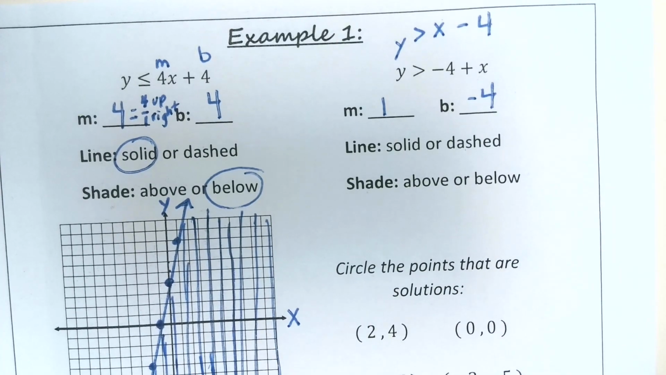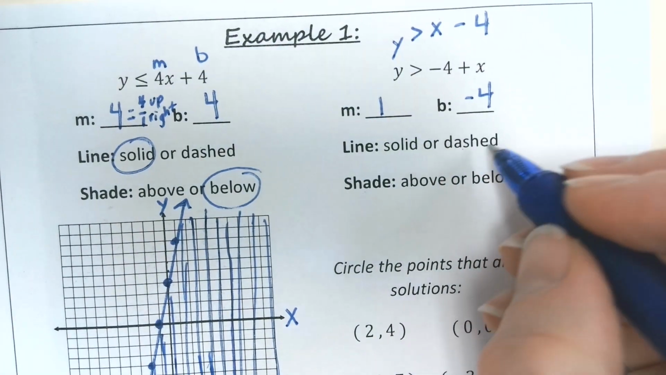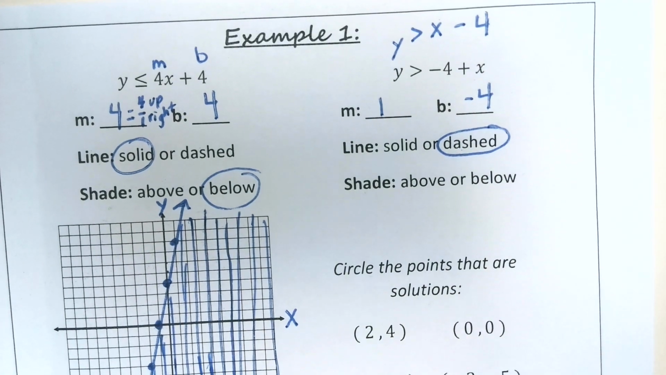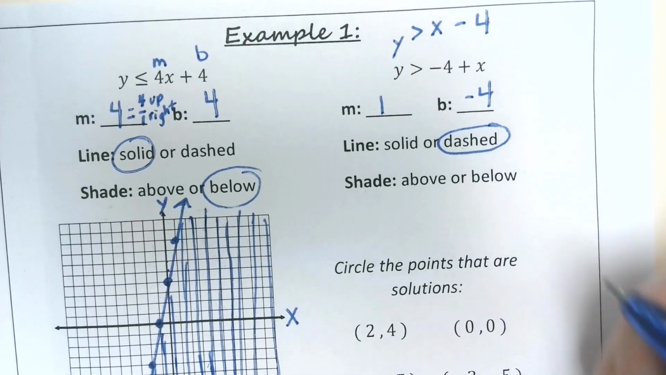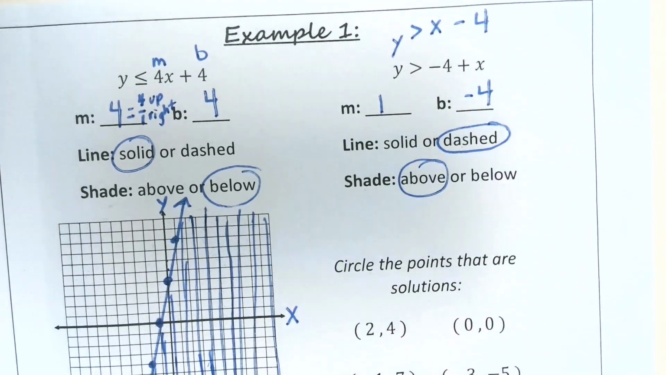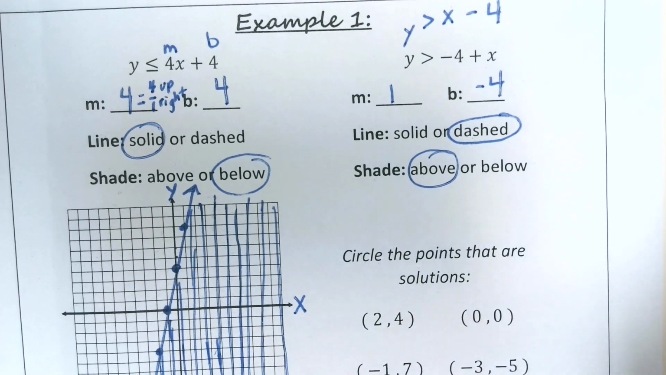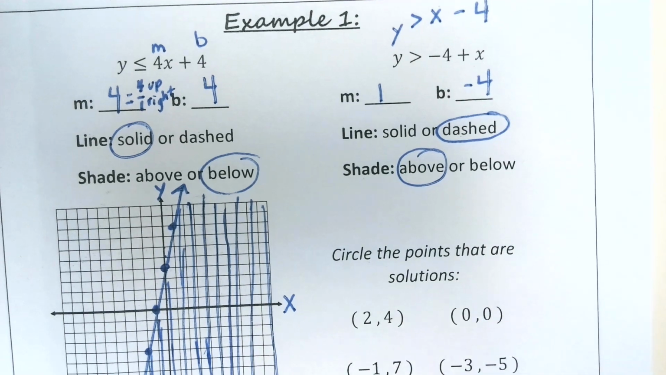Okay, is it going to be solid or dashed? The symbol, it doesn't have or equal to, so it's going to be dashed. And it's a greater than symbol. If you need to look back at the other page, you can. Greater than means above. These both have positive slopes.